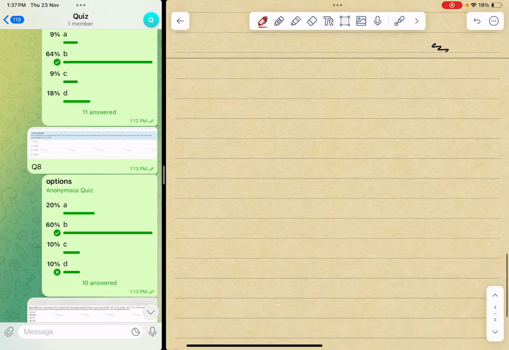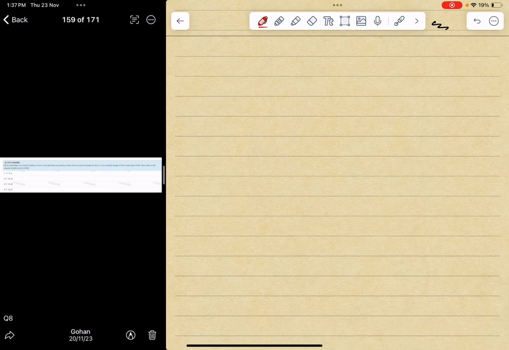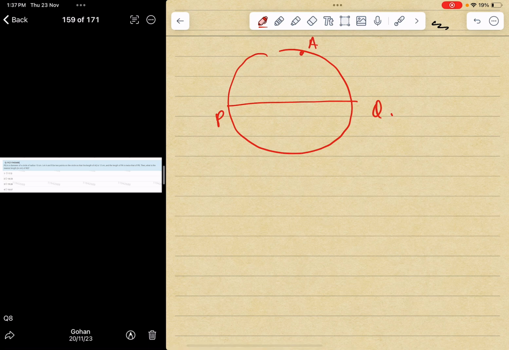Next one. This video will be very lengthy. PQ is the diameter of a circle of radius 10. A and B are points such that the length of AQ is 12, and the length of PA is twice of PB. B will be much nearer to it. So this is X, this is 2X. What is the nearest length of BQ? So we have to find out the length of BQ.